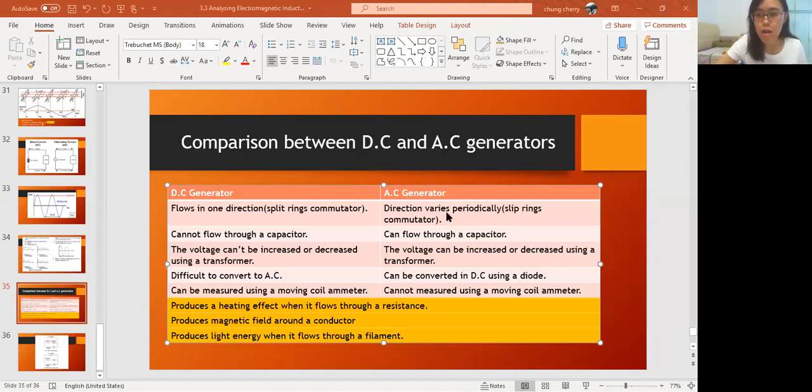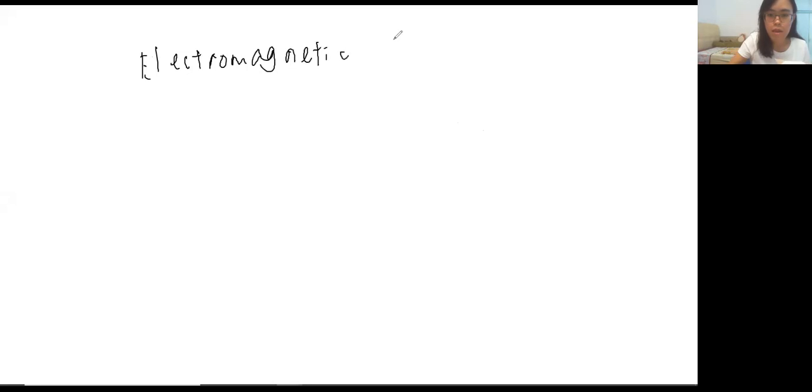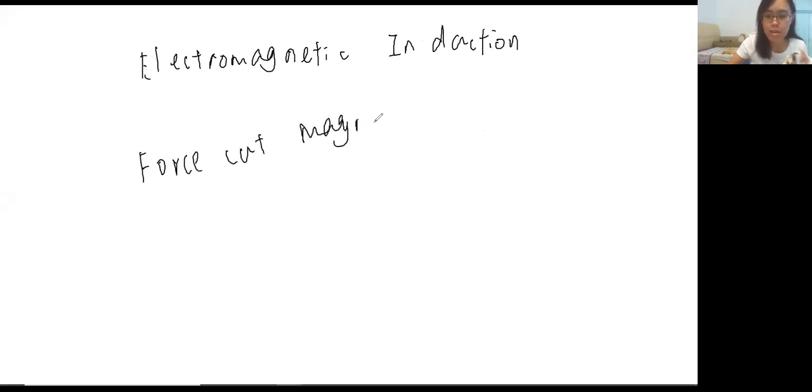Okay, so let us refresh a little bit what we have learned last week. Last week we entered what we call magnetic induction. For electromagnetic induction, we must have a force that cuts the magnetic flux. Magnetic flux is the magnetic field line.